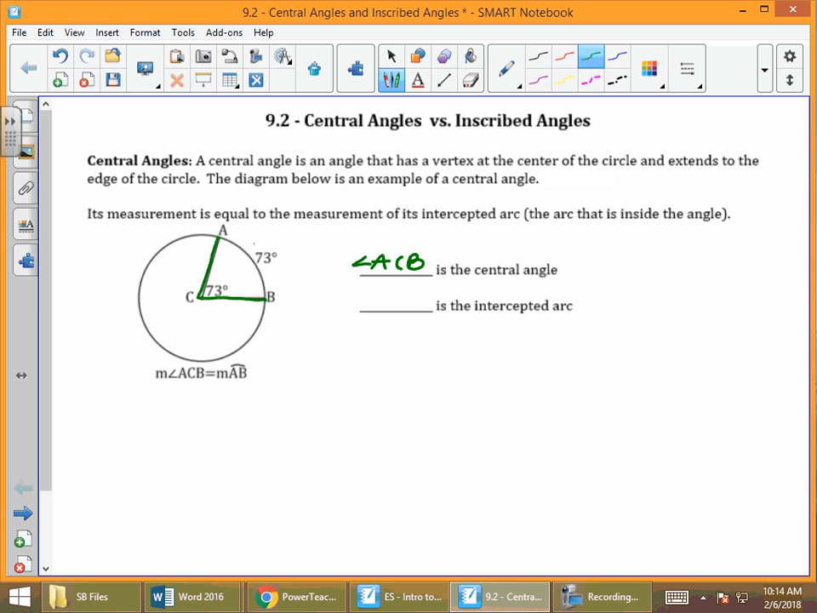The intersected arc is the arc that I like to think of as kind of the mouth of the circle. You start at one end, go through the circle, go to the other end. That's the intersected arc. So arc AB. And we know the central angle and the arc have the same measurement. So if the arc's 73, the angle is going to be 73. And vice versa, the angle 73, the arc's going to be 73.